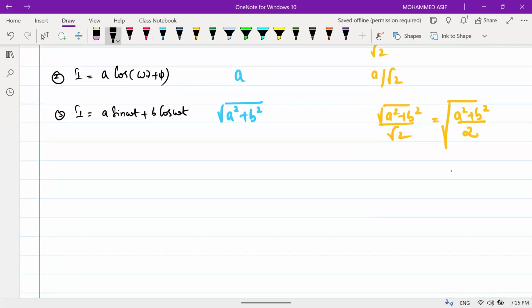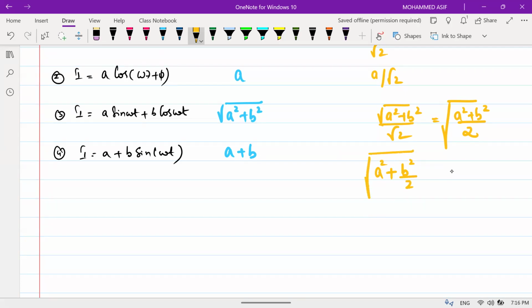Clear? Now, if I give you the current like this, I equals A plus B sine omega t, can anyone tell me its peak value? Its peak value will be A plus B blindly. And what is its IRMS current value? It is the square root of A square plus B square divided by 2. Clear? Am I clear, madam? Yes, sir.